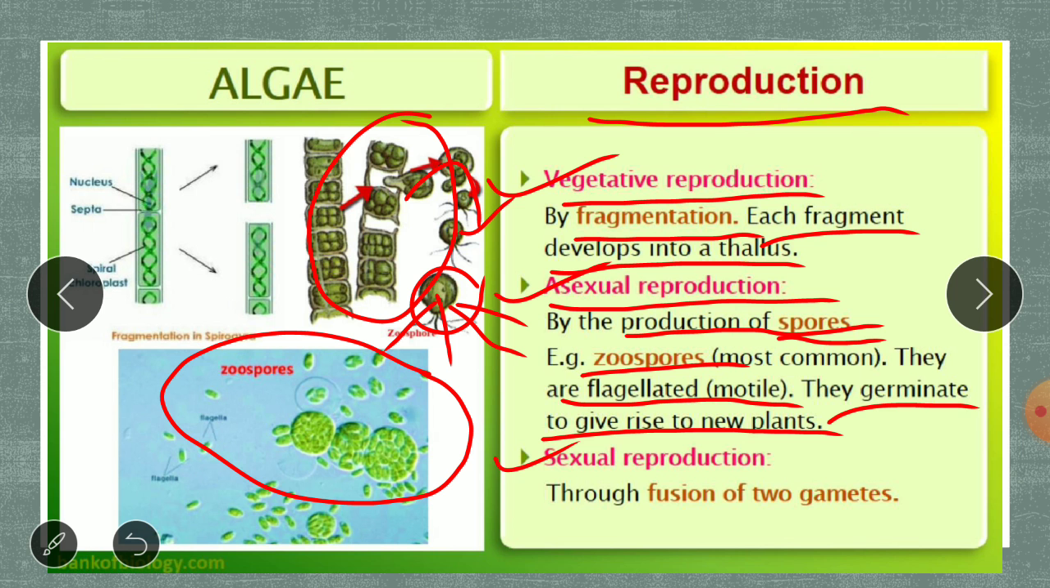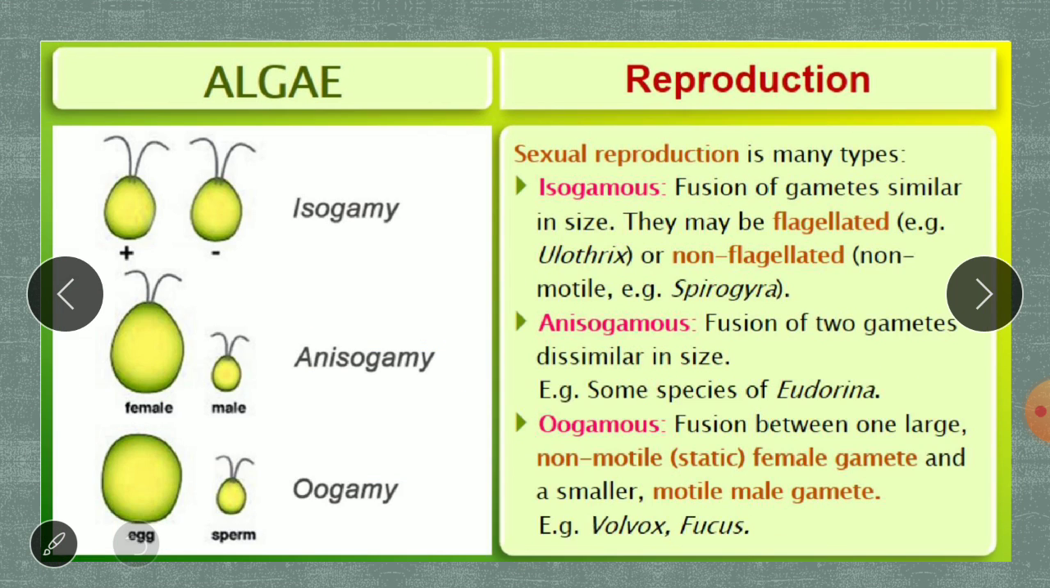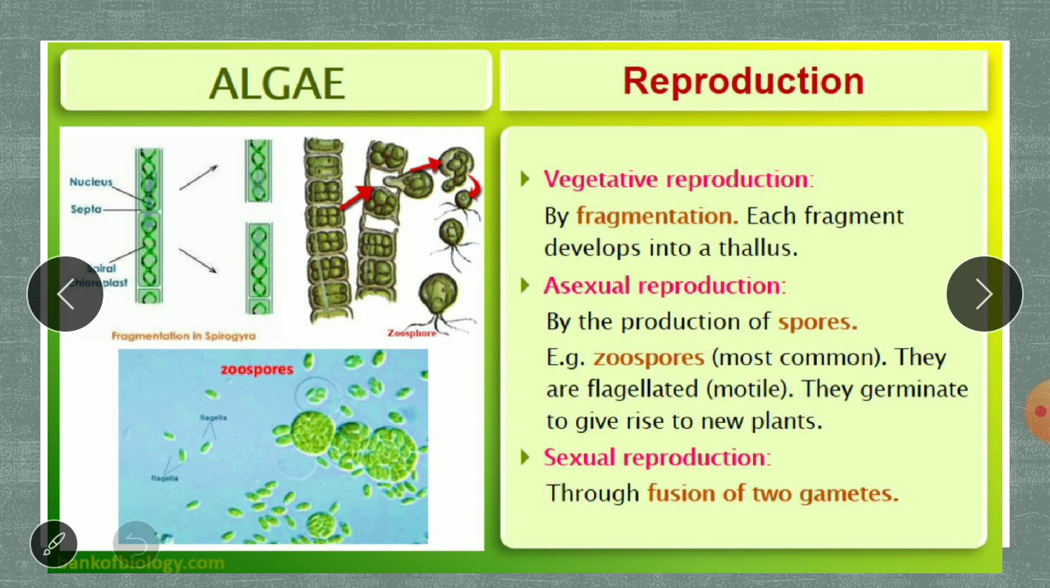They can be flagellated and they germinate to give rise to a new plant. Germinate means each of them can grow to give a new plant. So here this is flagellated, it is motile, it can go from one place to some other and it can grow into a complete new organism. So that is zoospores.